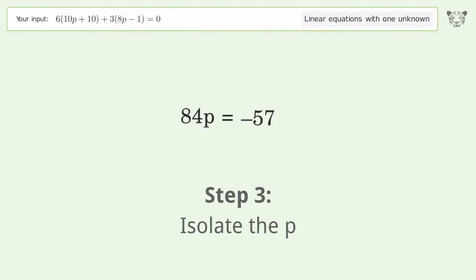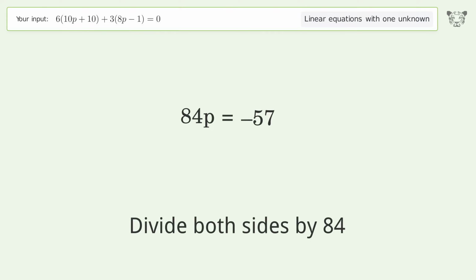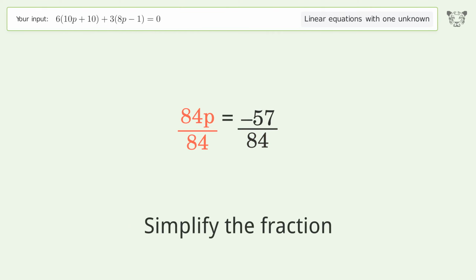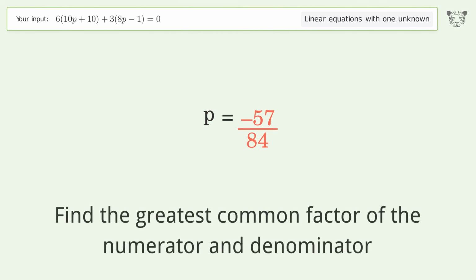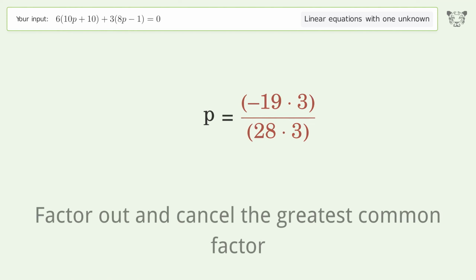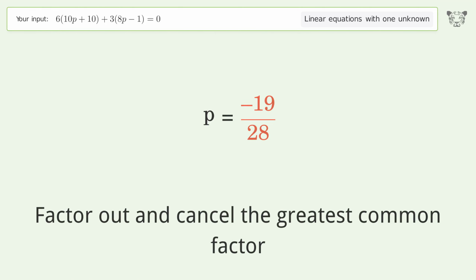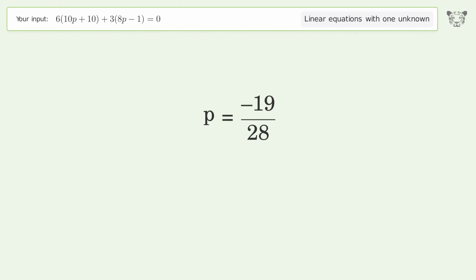Isolate the p. Divide both sides by 84. Simplify the fraction. Find the greatest common factor of the numerator and denominator. Factor out and cancel the greatest common factor. And so the final result is p equals -19/28.